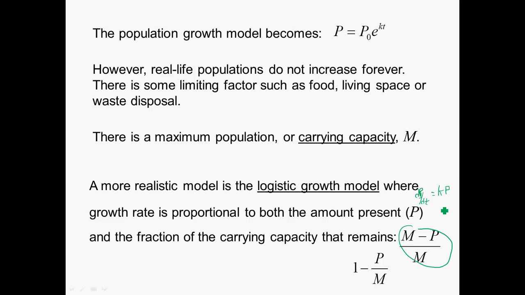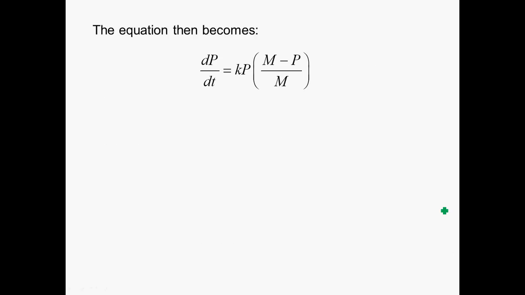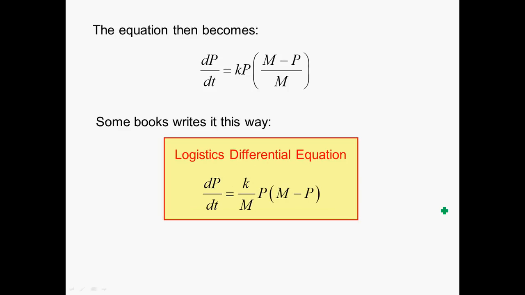One minus P over M is how you'll see it in the book sometimes. So here's our logistic differential equation. Some books just take this denominator here, right, because technically this is over 1, of course, so they put the M over here. So the logistic differential equation, you do need to recognize. You need to recognize this.